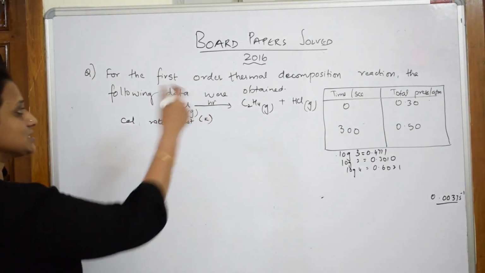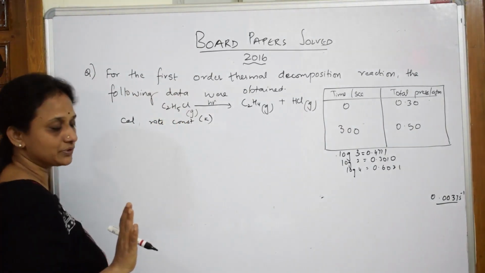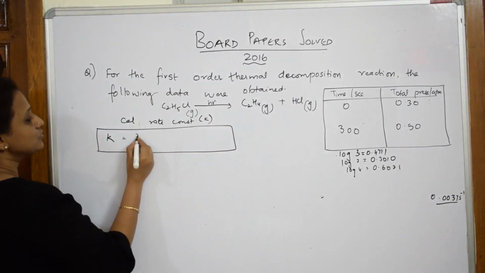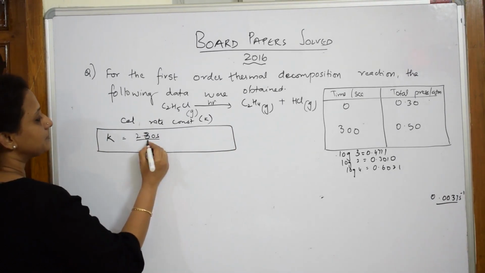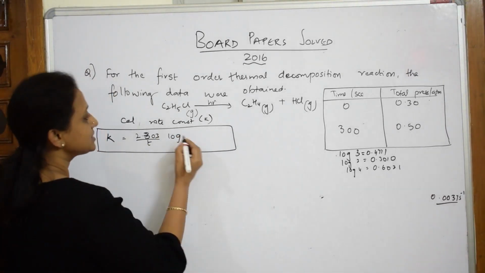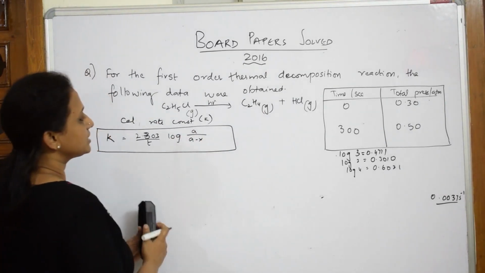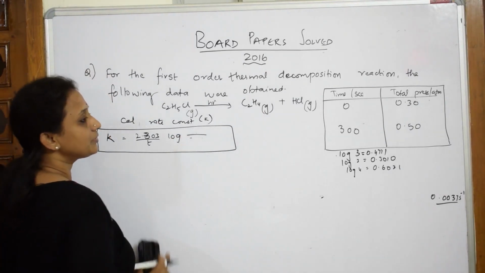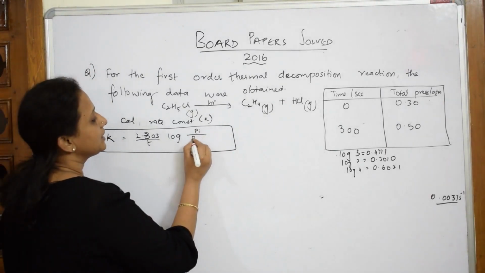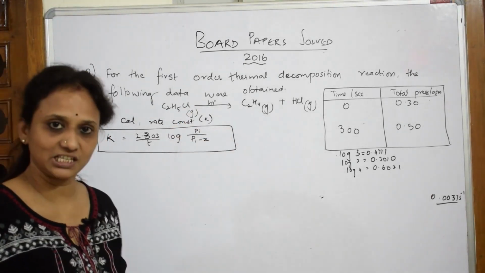Let us see. As soon as such a question is given to you, first they said it is your first order thermal decomposition. So first write the formula. What is the formula you require? K is equal to 2.303 by t log, right? Basically, what did we study in first order kinetics? It was a by a minus x, isn't it? Normally, but here instead of this, we are going to write individual partial pressures, p0 by p0 minus x. Okay, this is the formula for such gaseous reactants. I'll explain what it is.